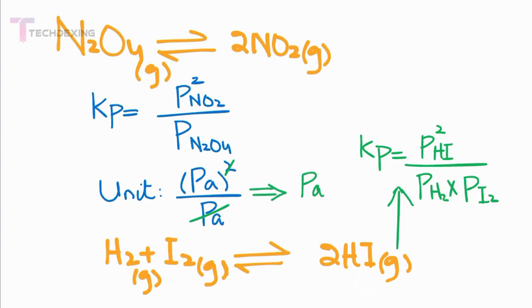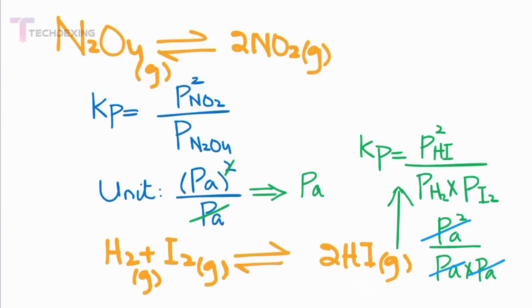And what about the units of this one? They will cancel each other, so no unit. Because if we put Pascal squared divided by Pascal into Pascal, it will be P squared over P squared, which is no unit. So this Kp has no unit.